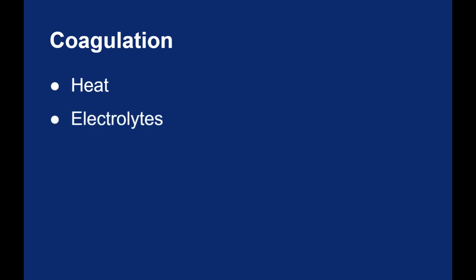Another thing to do is you can introduce an electrolyte. By putting salt in a colloid, for example, you can overcome those electrostatic repulsions that are suspending the particles, and the particles can lump together and fall out.